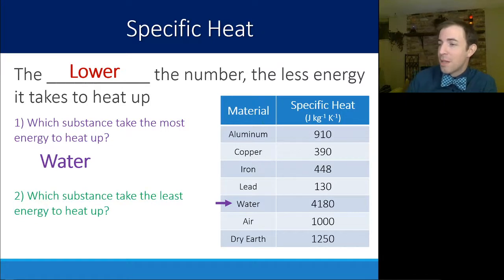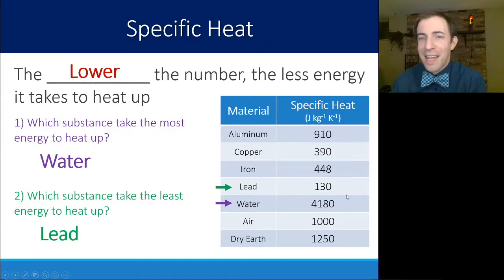In this list, which substance takes the least energy to heat up? Well, that's the one with the lowest specific heat. And in this list, that object is lead. This list is not exhaustive, but it gives you an idea of some of the range that you might see in these values.